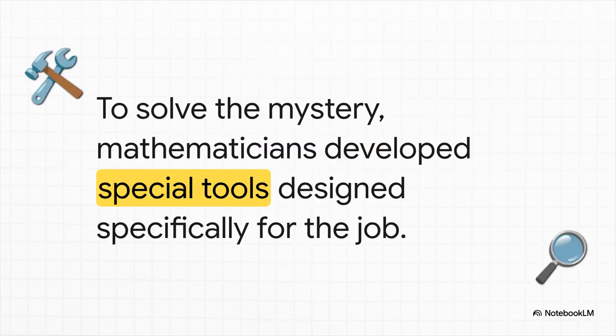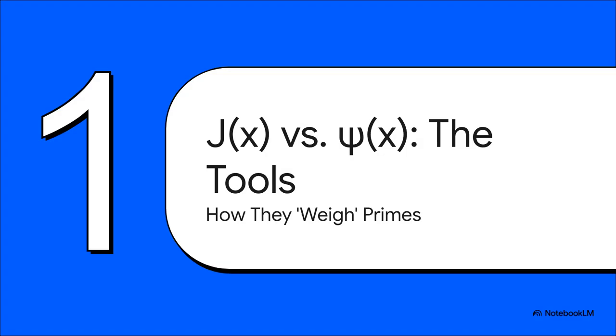Well, you definitely don't map this kind of territory with a simple ruler. No, you have to forge entirely new tools. And today, we're going to explore two of the most important ones ever created for this job. And we're going to uncover the fascinating story of how one basically evolved from the other. So, let's meet our two contenders, Riemann's J of x and Chebyshev's Psi of x.